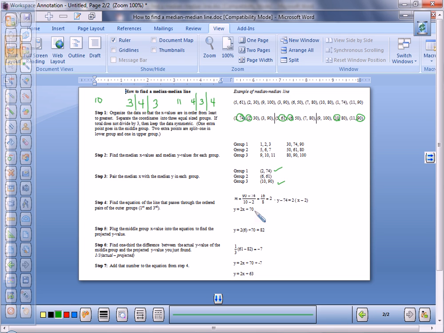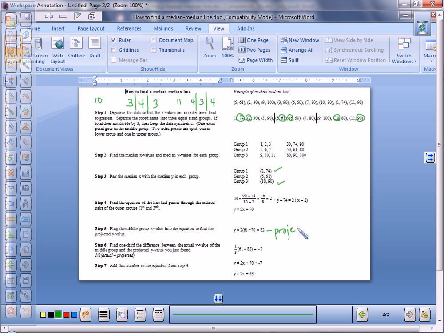Take that first one and the last one. Skip the middle one. Take the first and last and find the equation through that line. Then we plug in the x value for the middle group in to get our projected or predicted value. Projected value.